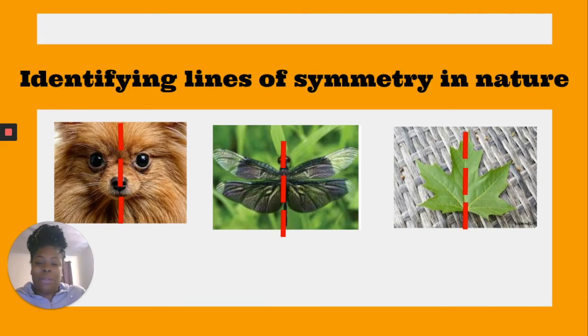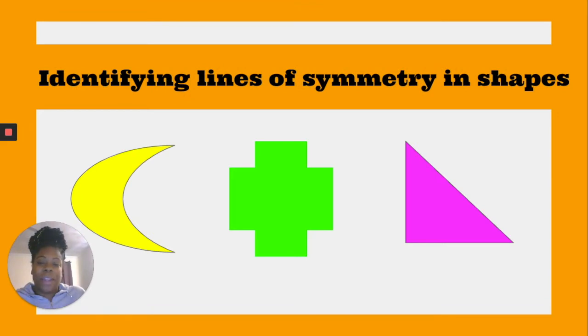Let's take a look at some shapes this time. So here, a crescent moon. If I drew a vertical line, I don't think that there would be a line of symmetry. But what I would like for you to do is to pause this video and to try to draw each shape in your notebook. Once you have drawn each shape, I want you to see if you can identify the lines of symmetry. When you come back, we will practice it.